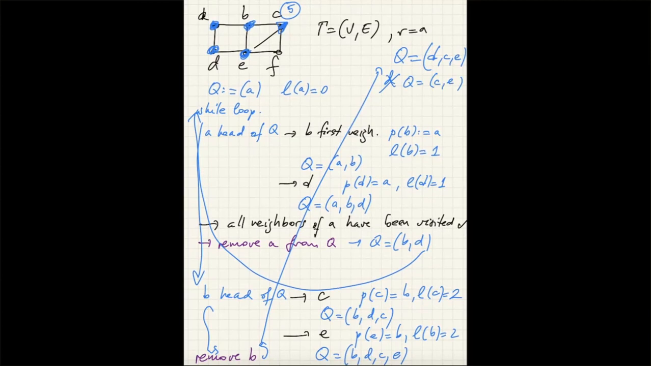Does C have any neighbors that haven't been visited? Yes, that's F. And with F, you do the parent of F is C, and the level of F is 3. And then pretty much after that, you remove C and you remove E. Okay, so what does this produce? It gives us the levels. So let me write the levels here. The level of A is 0. The level of D and B are 1. C and E are 2, and the level of F is 3.